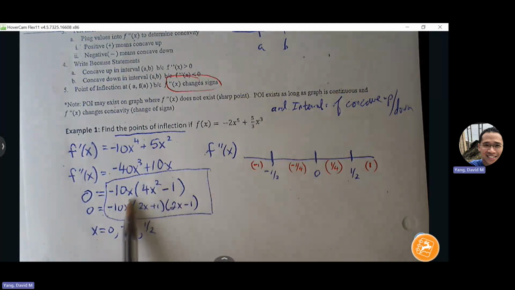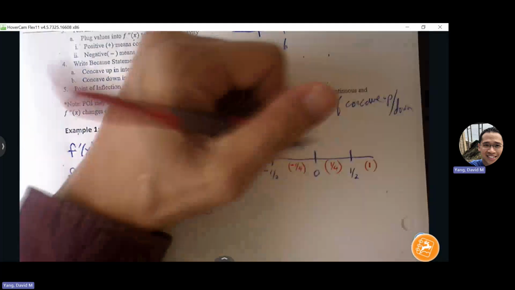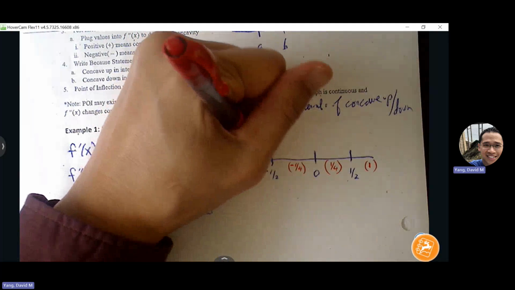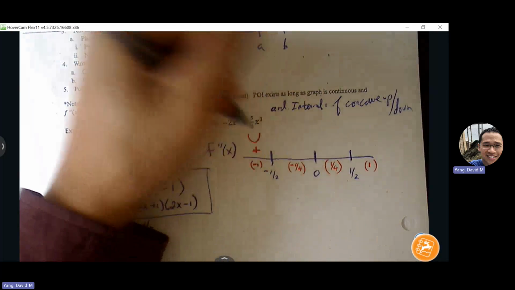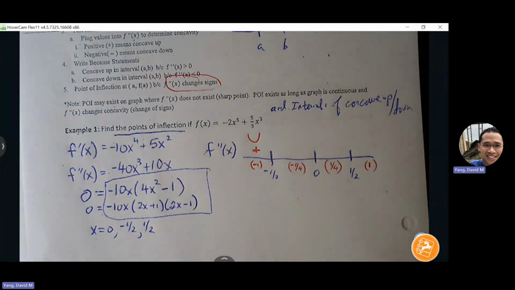All right, so I plug -1 in here. I get -10 times -1. That's positive. And then 4 times 1 squared minus 1, that's positive as well. So everything is positive there. So I'm going to indicate that with positive, and then I want to have a reminder in terms of visually what's happening. There's going to be a concave up shape in that interval.